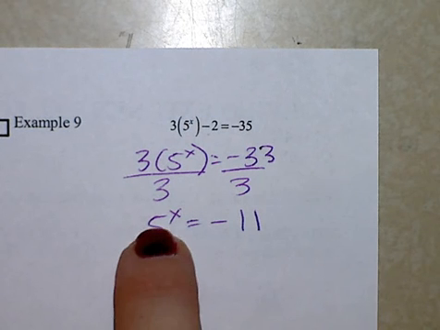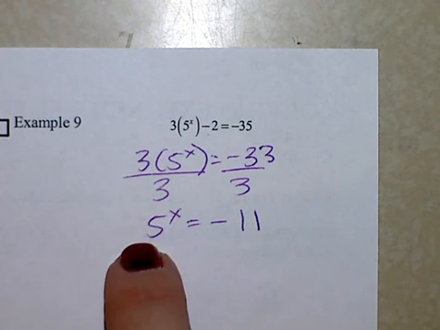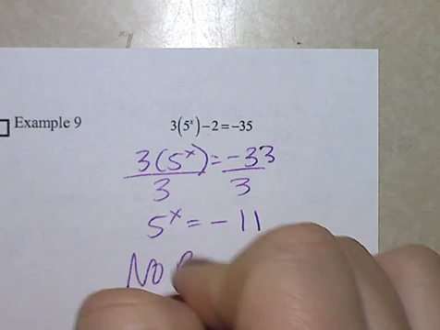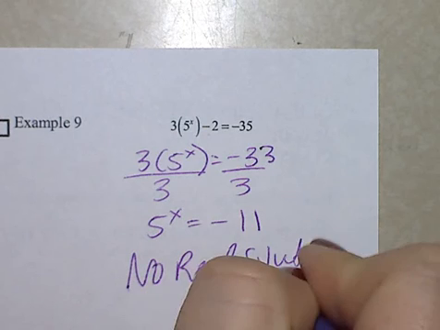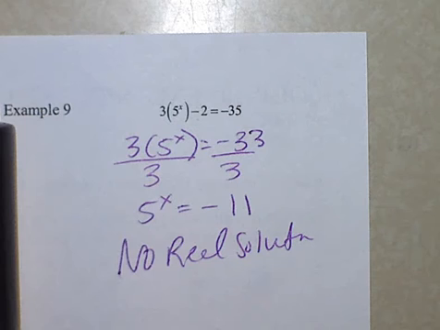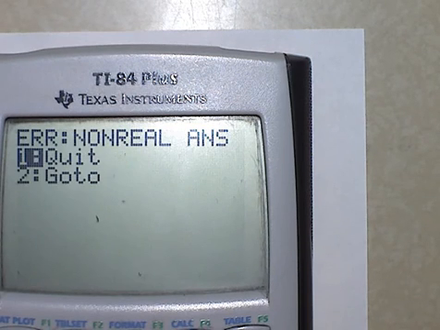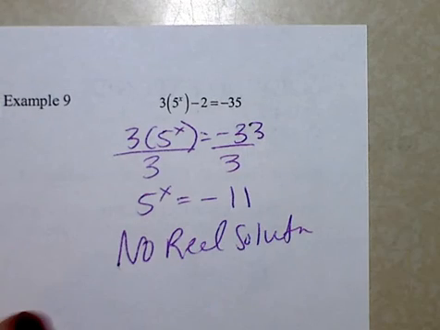So 5 raised to the x, you can get very large numbers, you can get very small numbers, but you will never get a negative. No real solution. And just so you can see, if you plug that in, it would look like this. Log of negative 11, it's already going to tell me it doesn't work. It's going to say quit, okay? No real solution if you tried to plug it in. Go down to number 10.